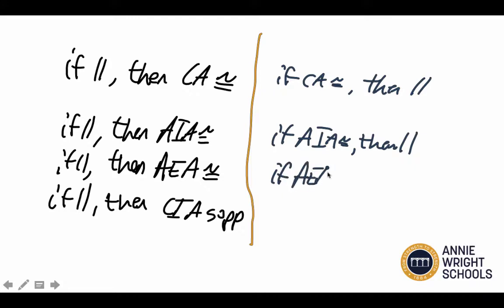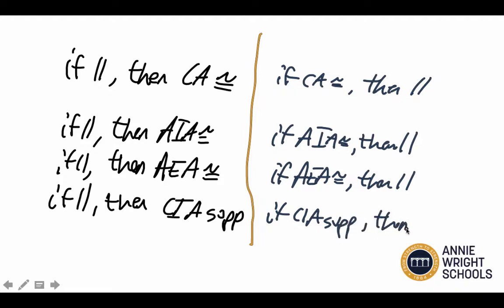If AEA congruent, then parallel. And lastly, if CIA supplementary, then parallel. Remember, the linchpin on the left side was if parallel, then CA congruent, that these theorems down here were proven with this postulate. The same is true over here.